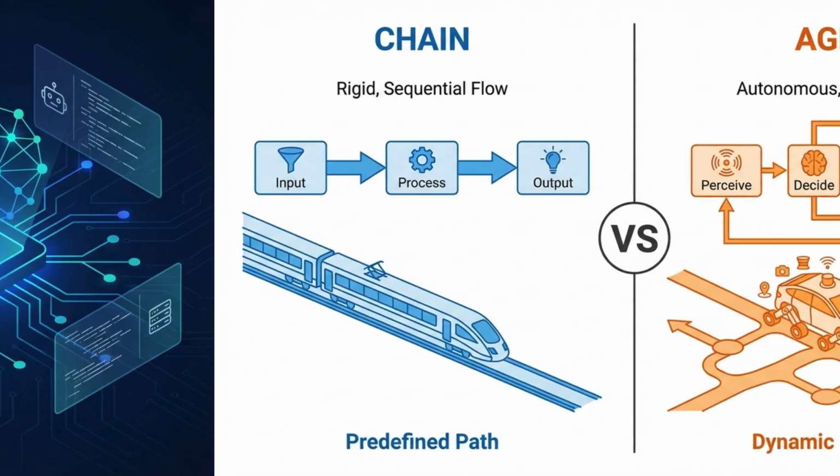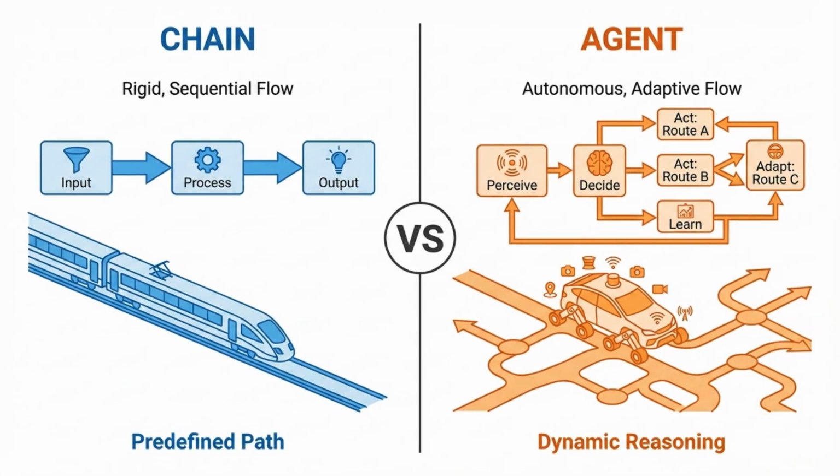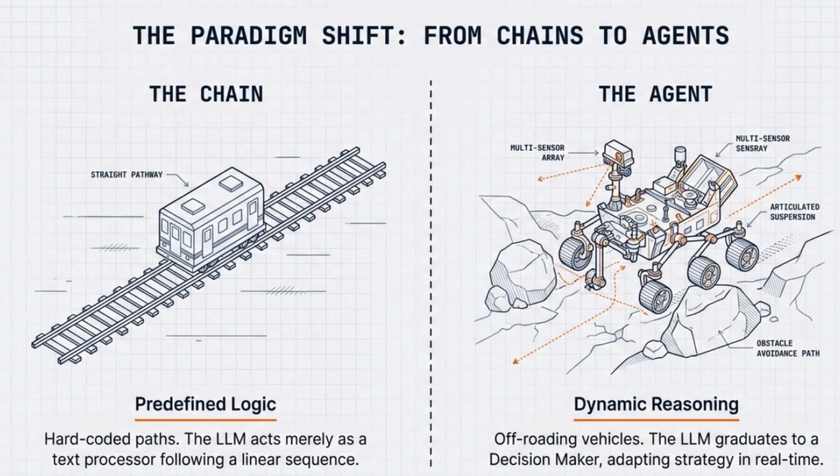Let's break it down. Look at this train, one track, predefined path. That's a chain, rigid logic where the LLM just processes text in a linear sequence. Now look at this vehicle, multi-sensor array, articulated suspension, obstacle avoidance. That's an agent.